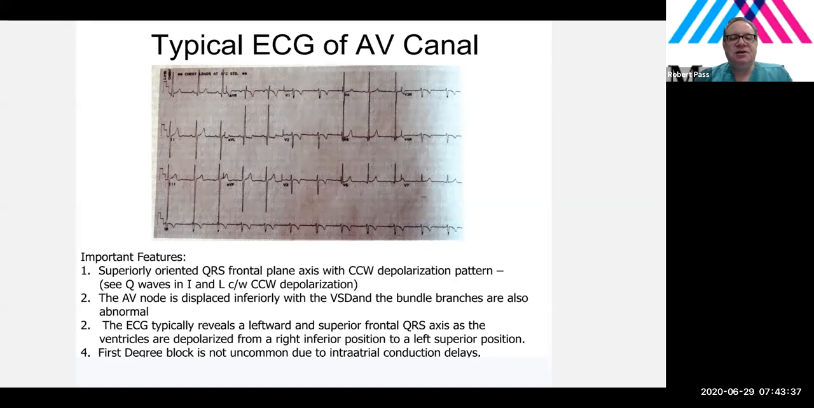And again, we want to see a leftward superior QRS axis. And again, remember that the AV node travels along the inferior border of the defect.